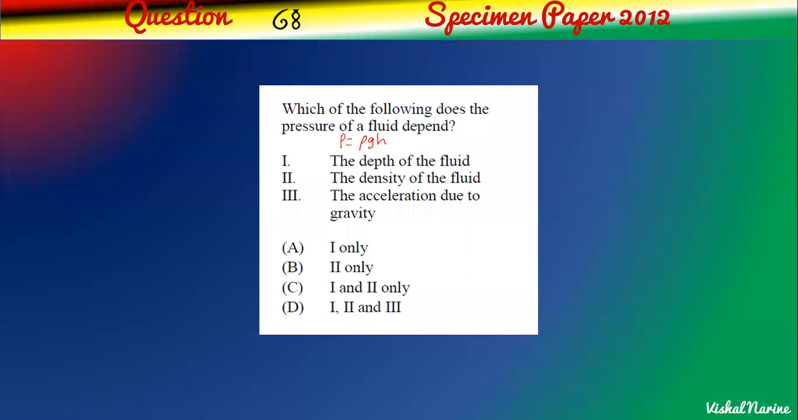All right, so those who sent in the answers, you want to change back your response. Based on the formula here, you can see it. So the pressure of a fluid depends on all: density, gravitational field strength, or acceleration due to gravity, and the depth of the fluid. All right, so it is going to be 1, 2, and 3.